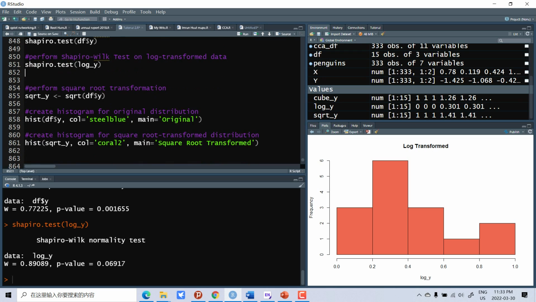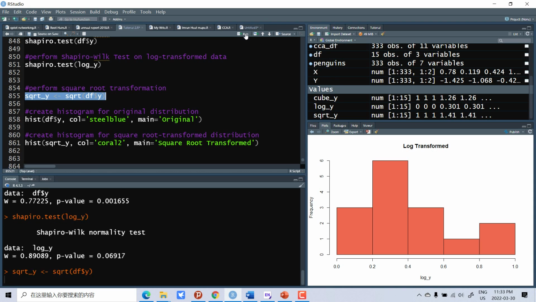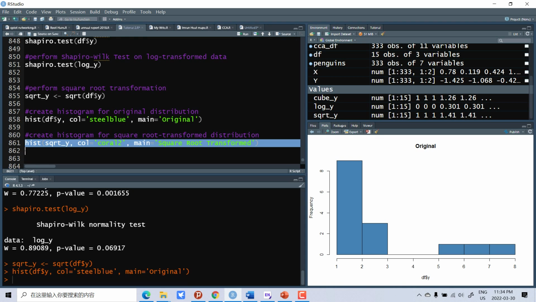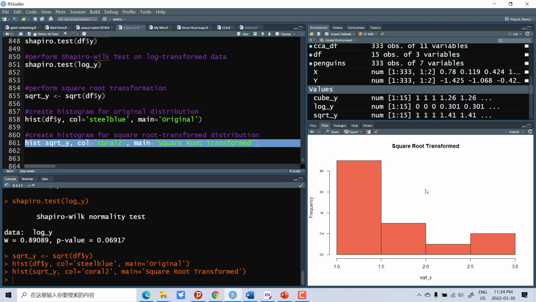So these things we can also do with square root, sqrt of this y, so the square root of our data dollar sign y. This is square root, and now the histogram of the original, that will be the same, and now the histogram of the square root. So now you can see it is almost equally distributed.